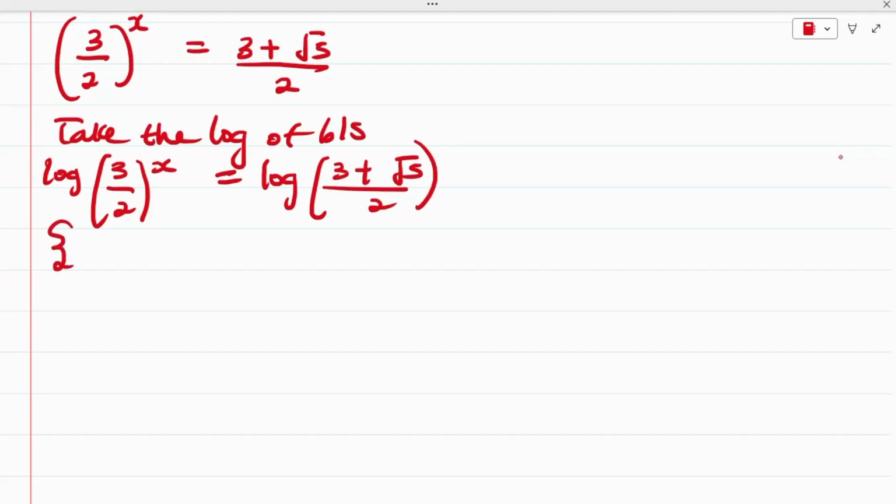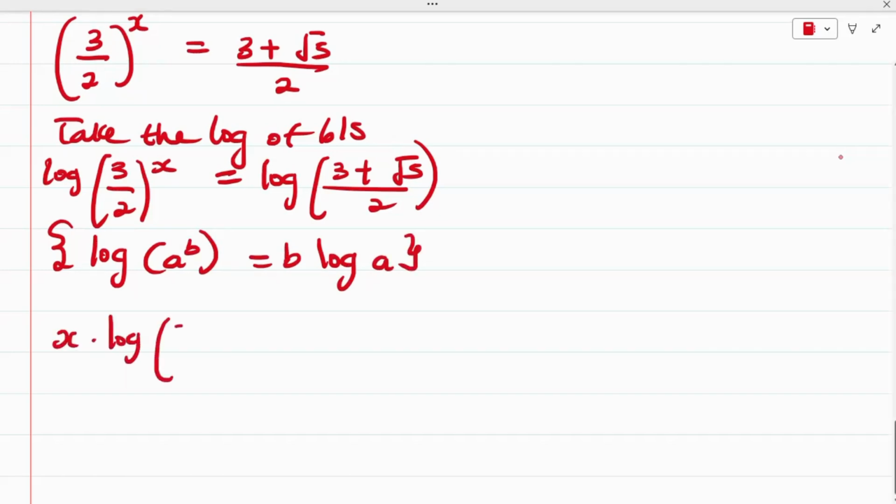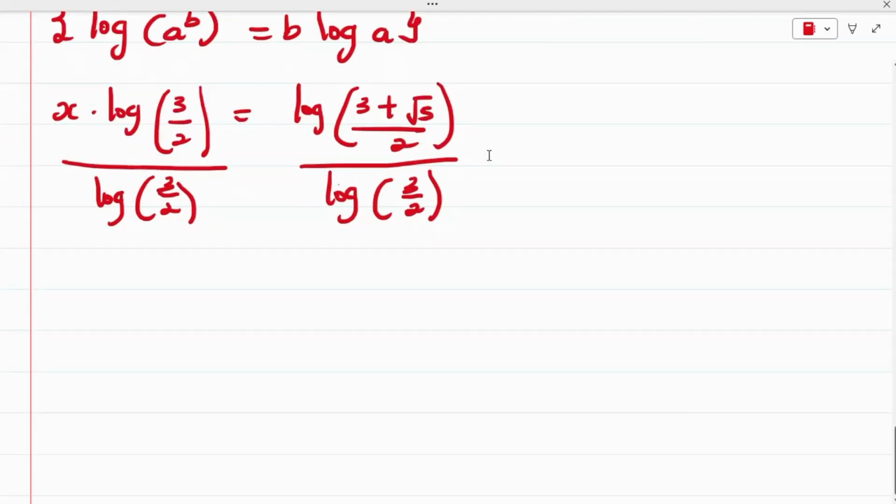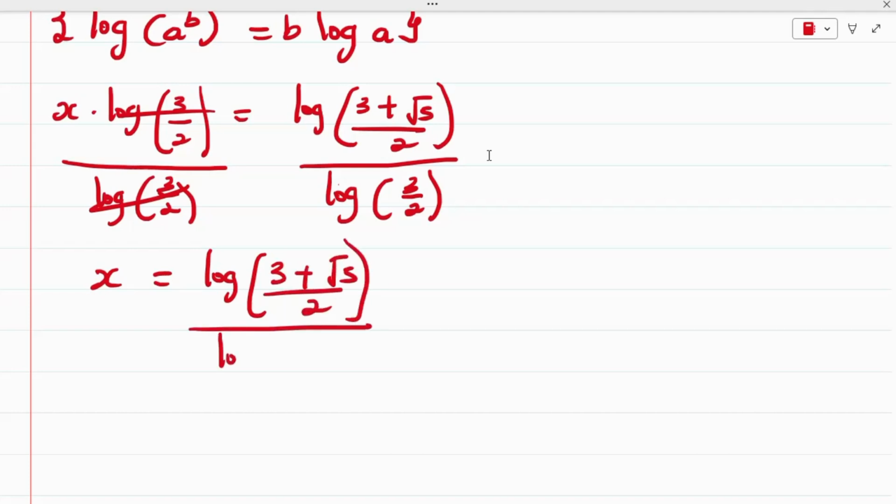But from the property of logarithm, if we have log a raised to the power of b, this is equal to b log a. So applying this, we have x multiplied by log 3 over 2 is equal to log 3 plus the root of 5 divided by 2. So divide both sides by log 3 over 2 to isolate x right here. So dividing this right here, we have this cancel out this. So we have that x is equal to log 3 plus the root of 5 over 2 divided by log 3 over 2.